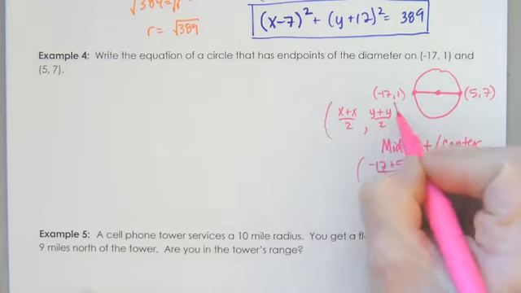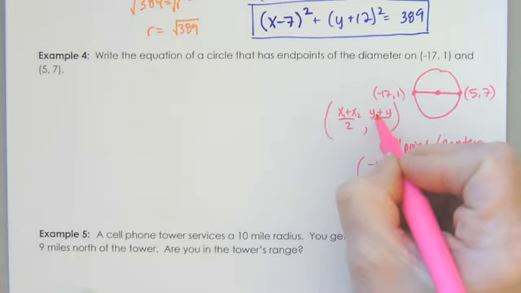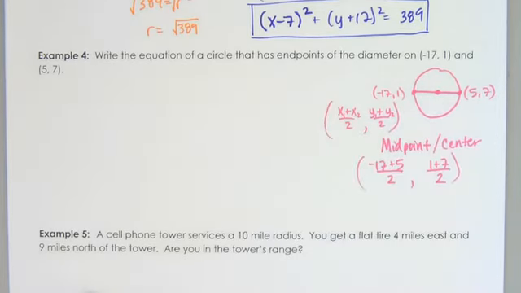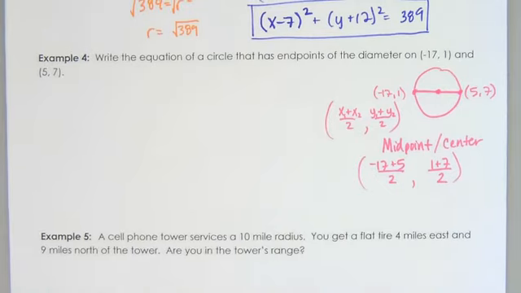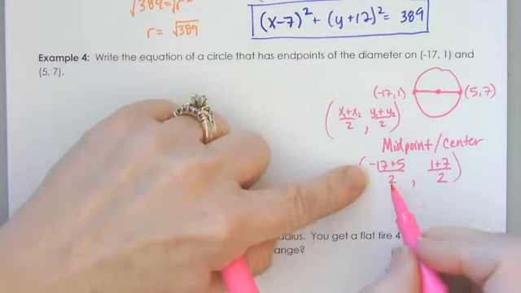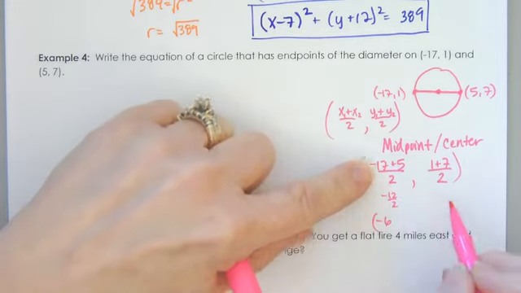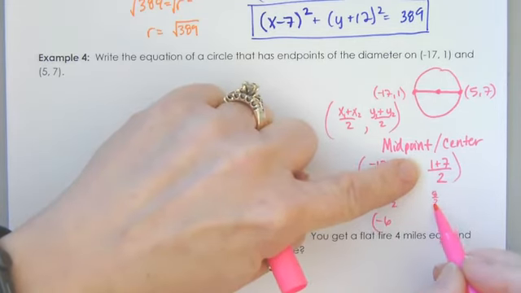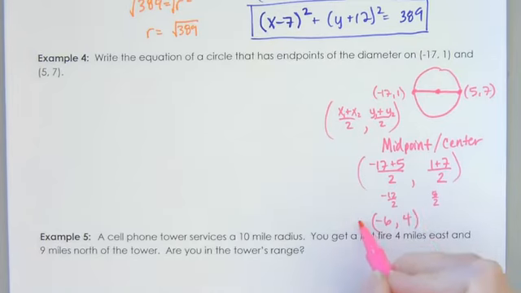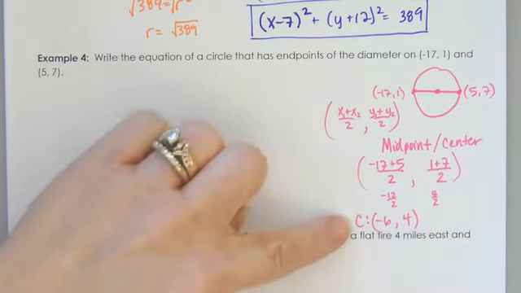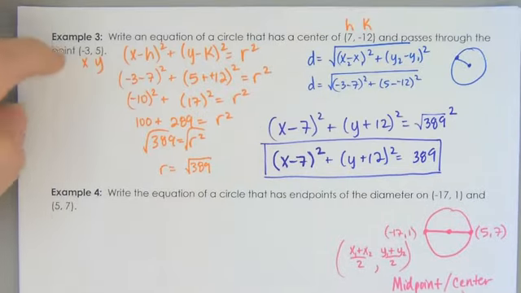Usually you see like an x1, x2, y1, y2. But if you want to write the formula down, there it is. Now we just need to simplify this. So this is negative 12 over 2, which is negative 6, 8 over 2, which is 4, and there's my center. So now this problem is really the exact same problem we just did.